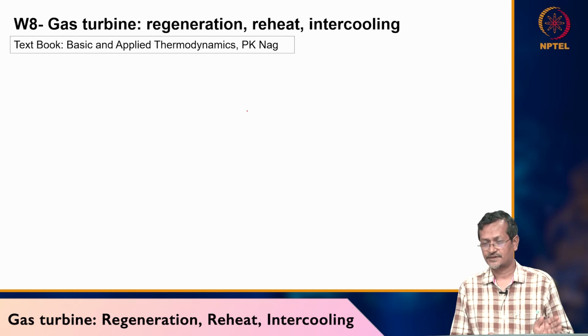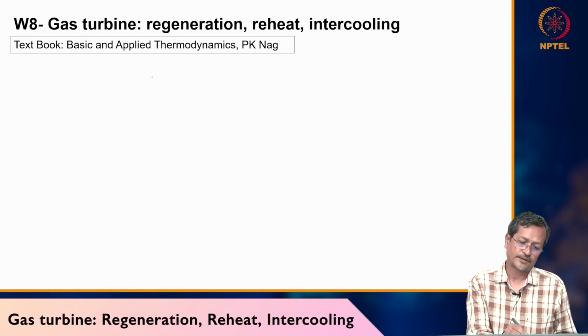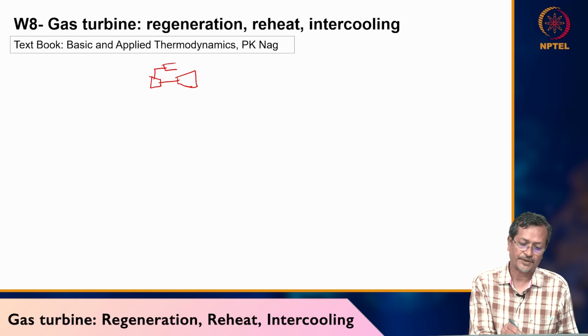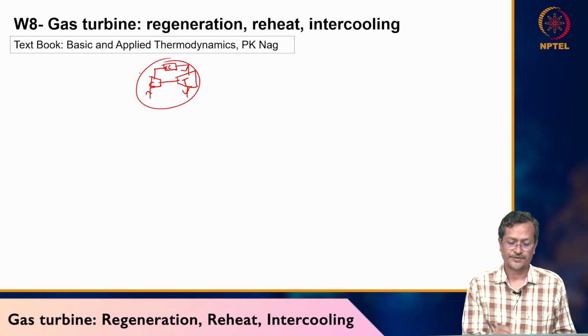Gas turbine we have discussed, and we learned that there are different components in a gas turbine. One is your compressor, then the compressor will be connected to your turbine, and between the compressor and turbine there will be one combustion chamber or combustor. Okay, so this one we have seen: compressor, turbine, and this one combustion chamber or combustor. So this way your gas turbine system will be working.